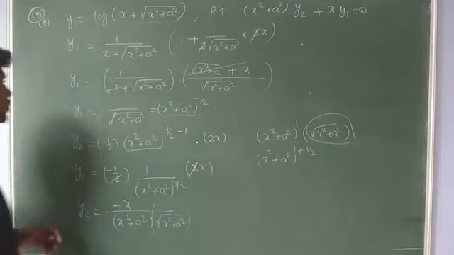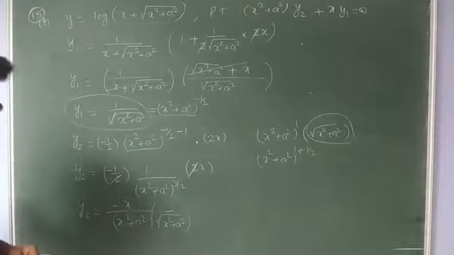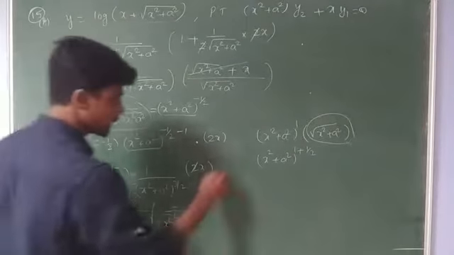Now I go for conversions. So I got y1 as 1 by root over x square plus a square. So this particular part can be replaced as y1. So what I get?